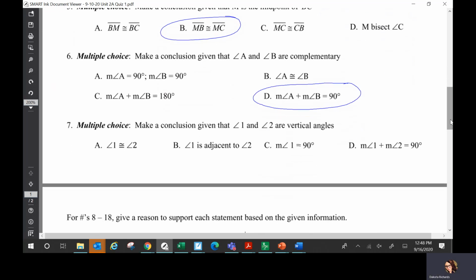And number 7, make a conclusion given that angle 1 and angle 2 are vertical angles. If they're vertical angles, they are congruent. Okay. Any questions on the first page of the quiz? Okay, turn it over.